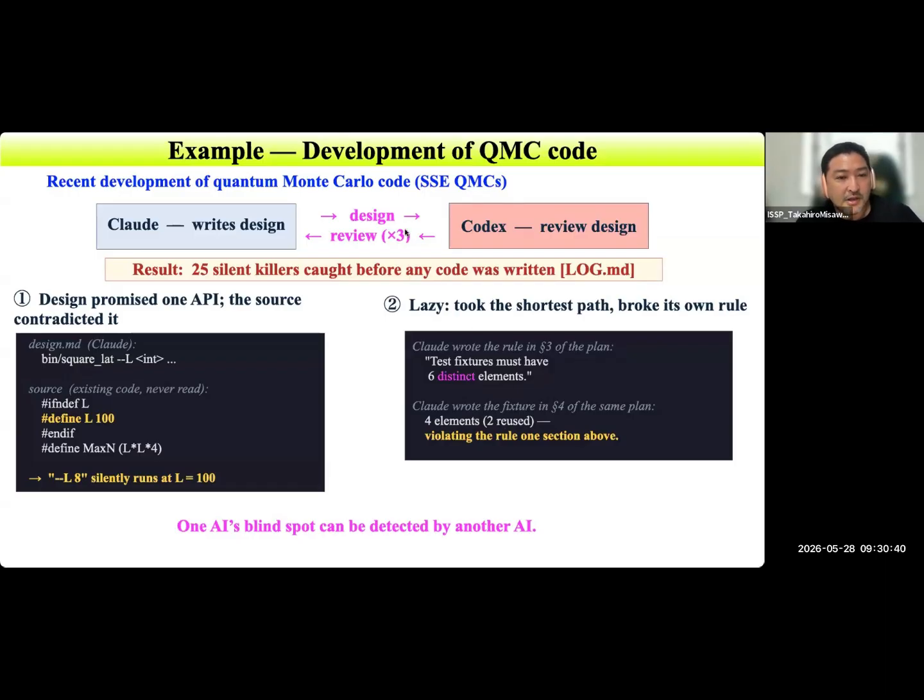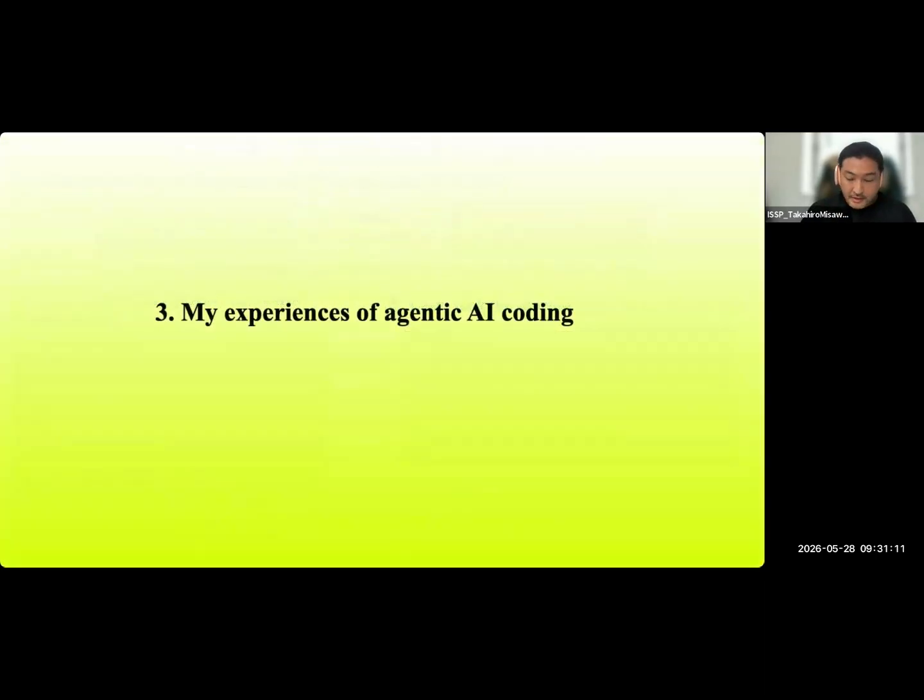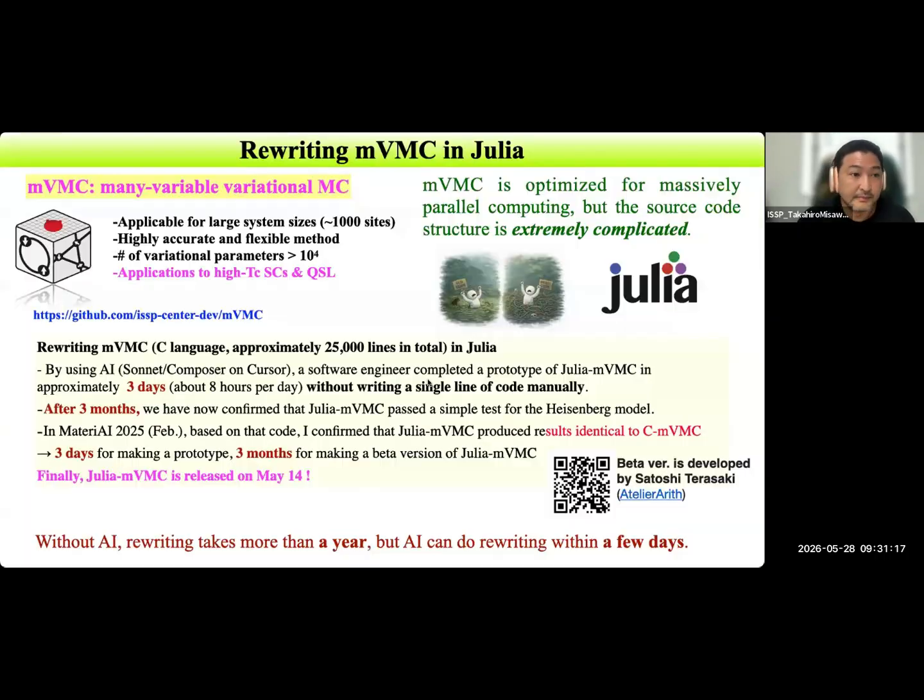Anyway, through these reviews, AI can find serious bugs or serious defects in the plan. Based on this review, we can improve the accuracy of the plan. And based on that accurate plan, the AI automatically implemented the code. Anyway, let's move on to my experience of agentic AI coding.